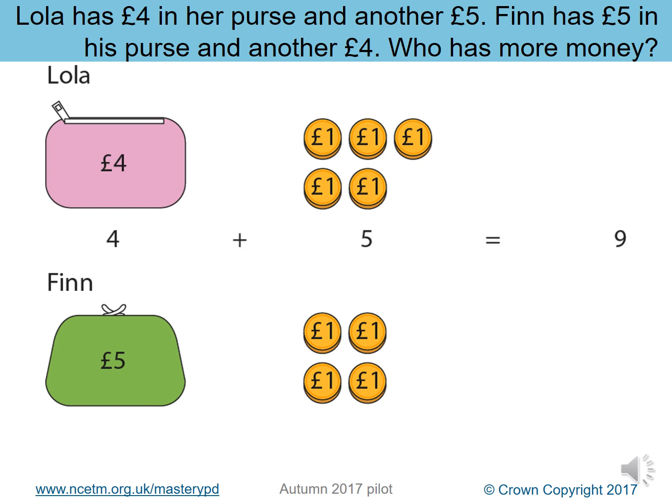So Lola has got 4 add 5, which equals 9, and Finn has got 5 add 4 equals 9. So who has the most money? Neither of them, because they've both got the same. It's just switched around. They are both balanced. So we could write that as 4 add 5 equals 5 add 4. So we've both got exactly the same.